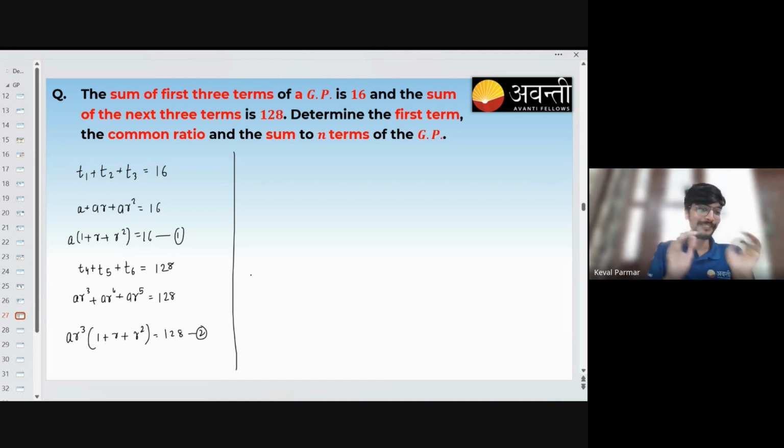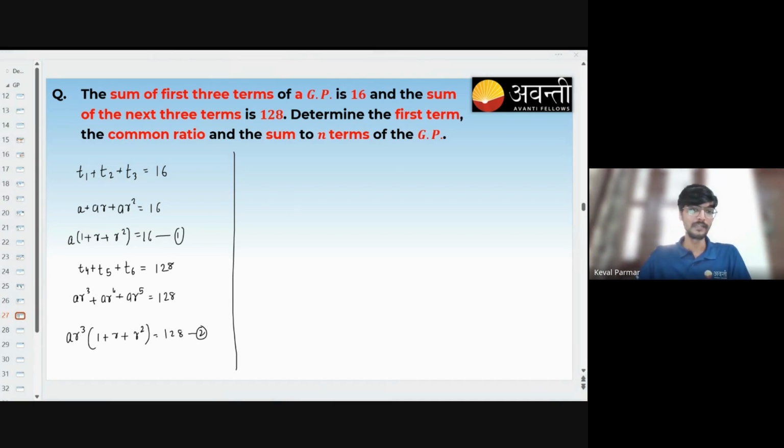That means you all know how to solve simultaneously. Let me tell you, believe me, the first time I did this question when I was in 11th standard, I did not know what to do with equations 1 and 2. That's why I always give you clarity that in a question on GP, we need A and R and how to solve simultaneously.